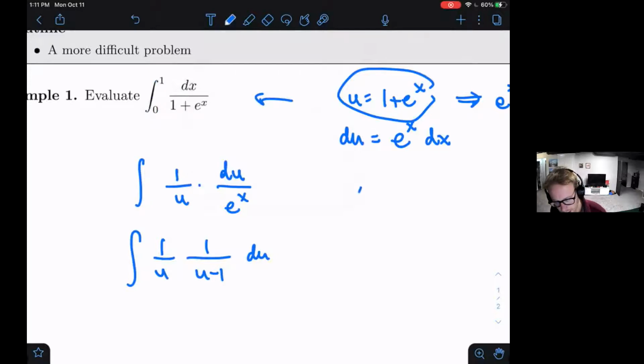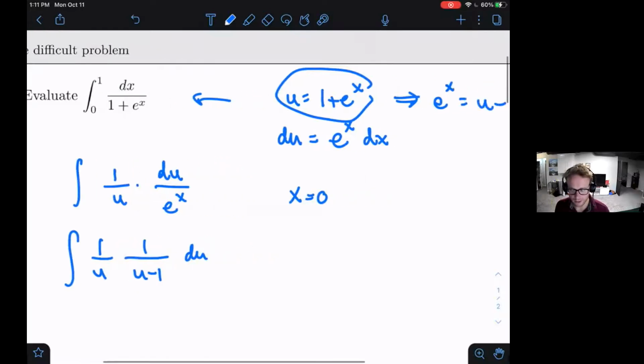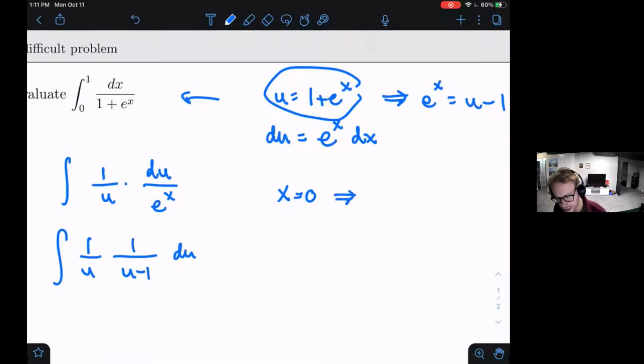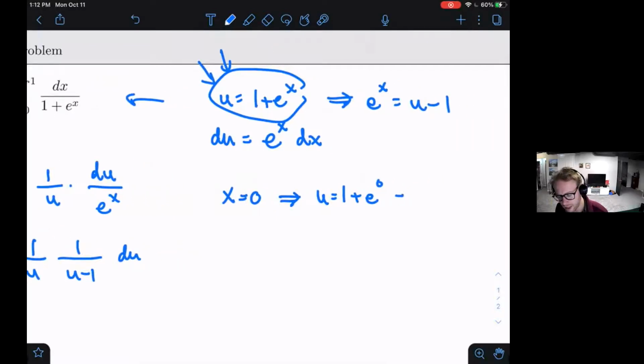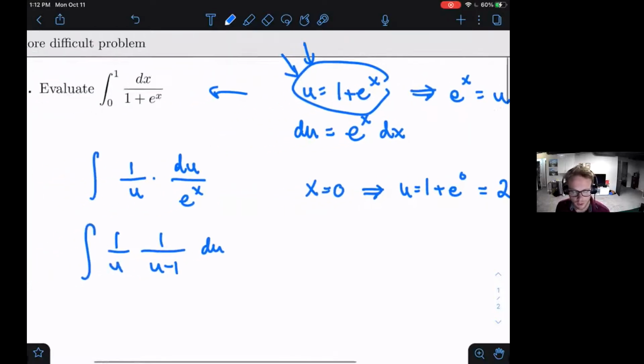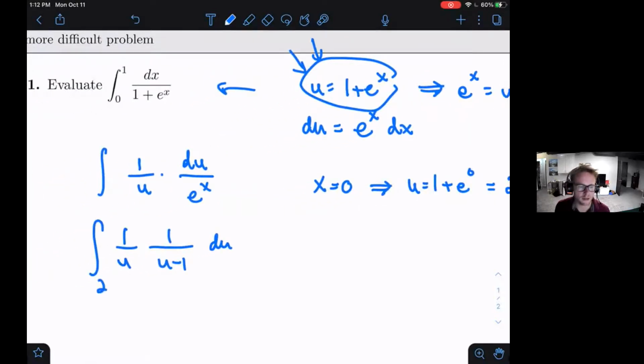So at the base value here, the bottom bound, we have x equals 0. And I would like to get a corresponding u value for this. So I'm going to go ahead and plug this into my u equation up here. And I get u is equal to 1 plus e to the 0, because after all, we're plugging in 0 for x. And this gives us the corresponding u value of 2. 1 plus, well, e to the 0 is 1, so 1 plus 1 is 2. So the corresponding thing that goes with u here is going to be 2.